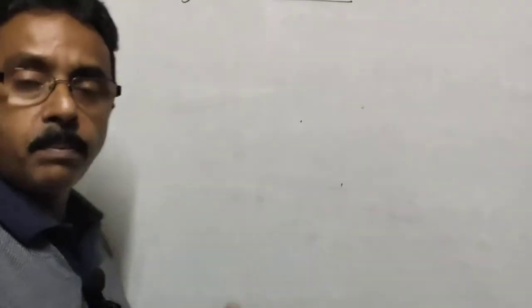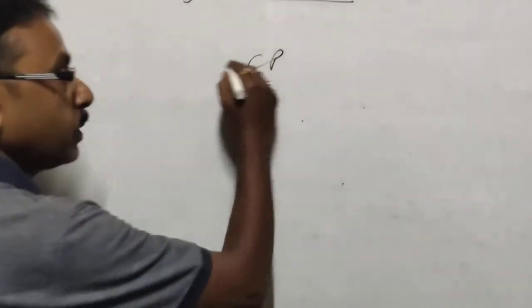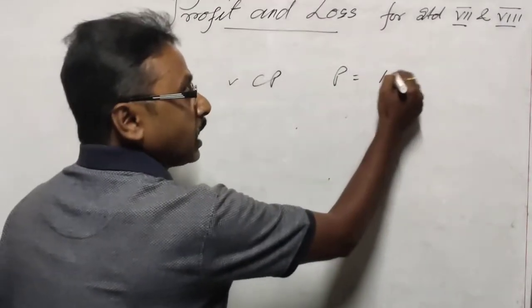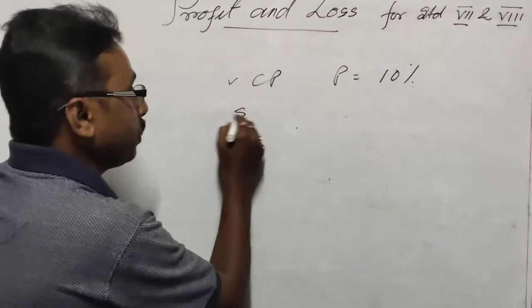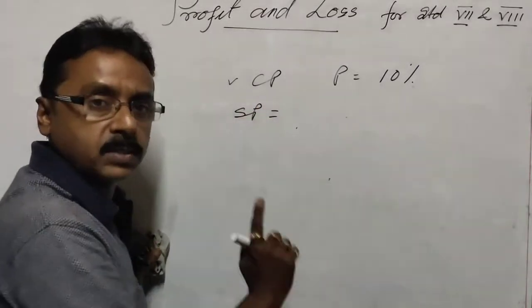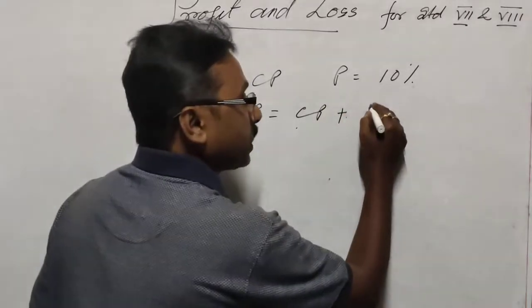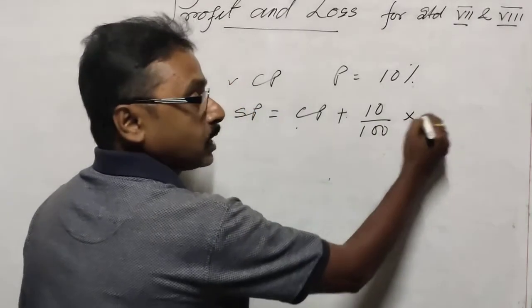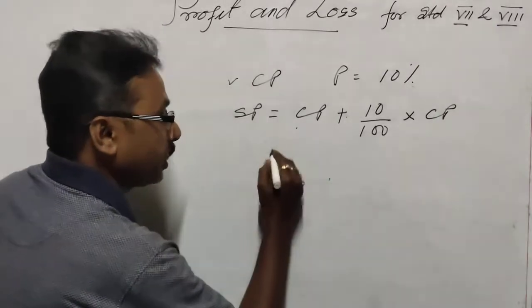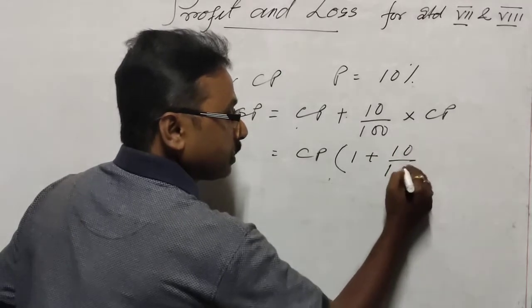Suppose on an article, by selling an article, I made 10% profit. CP is given and the profit percent is 10. We need to find out what SP is. Okay, so the formula is SP equals CP plus profit. Now profit is how much? Profit is 10%. 10% means 10 by 100 of CP. Now if I take CP common here, then it becomes CP into 1 plus 10 by 100.